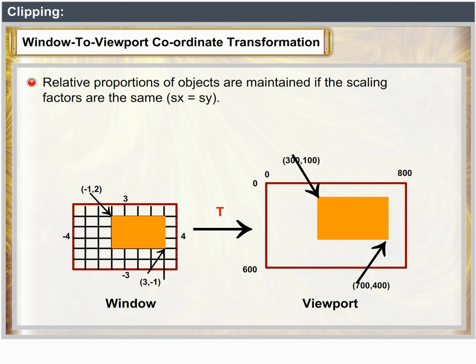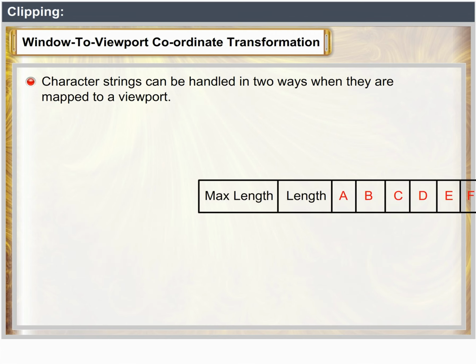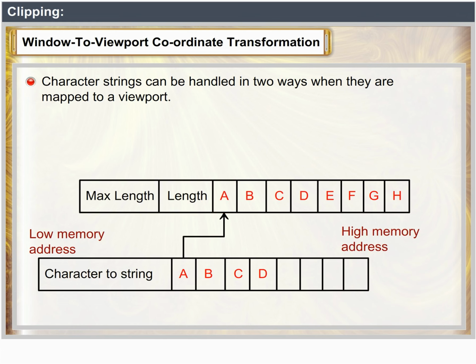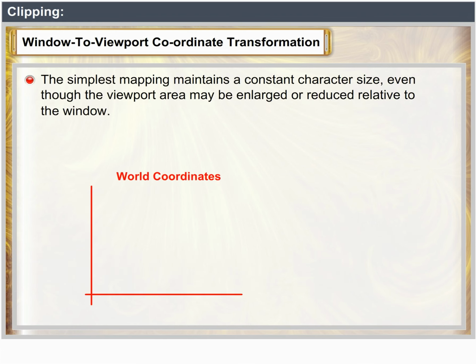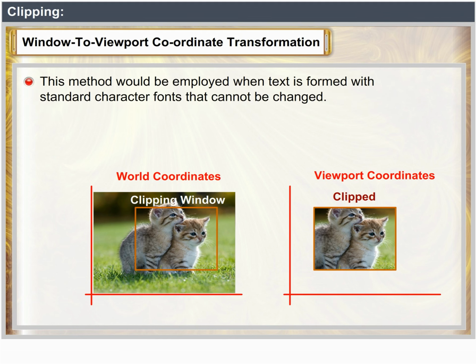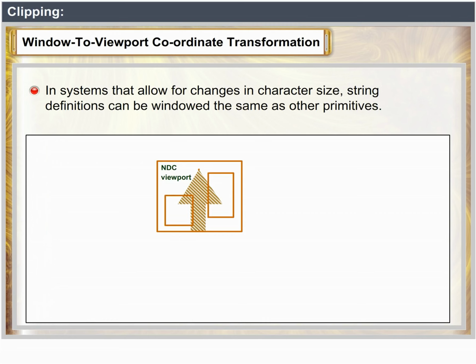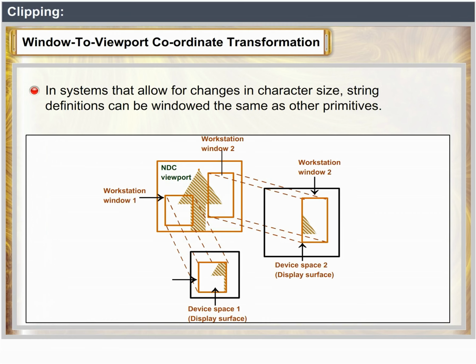Relative proportions of objects are maintained if the scaling factors are the same, Sx equals Sy. Otherwise, world objects will be stretched or contracted in either the x or the y direction when displayed on the output device. Character strings can be handled in two ways when they are mapped to a viewport. The simplest mapping maintains a constant character size even though the viewport area may be enlarged or reduced relative to the window. This method would be employed when text is formed with standard character fonts that cannot be changed. In systems that allow for changes in character size, string definitions can be windowed, the same as other primitives.